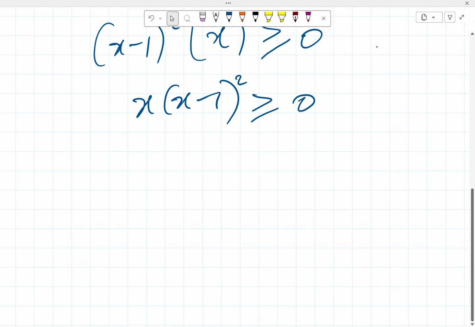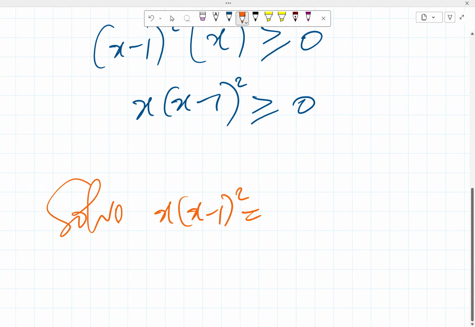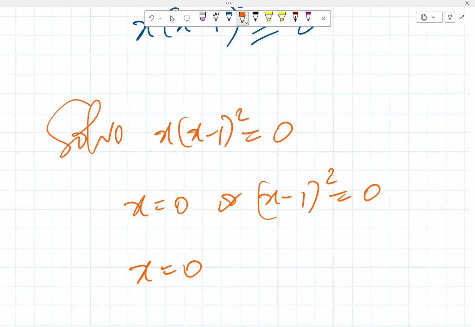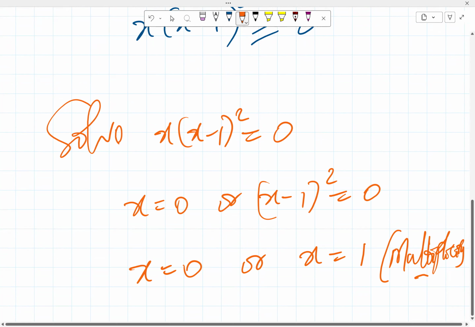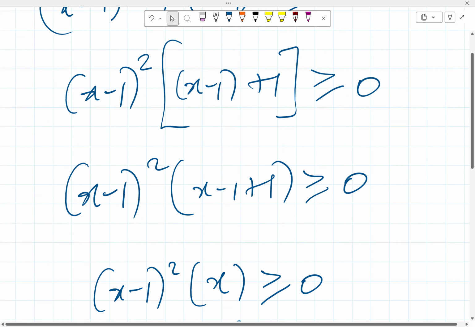So in this case now, the first thing we want to do is to solve. We solve first of all x into x minus 1 squared equals 0. So we have x equals 0 or x minus 1 squared equals 0. That means x is equal to 0 or x is equal to 1 with multiplicity 2. Okay, so x is 0 and x is 1. But we want this whole thing to be greater than or equal to 0.